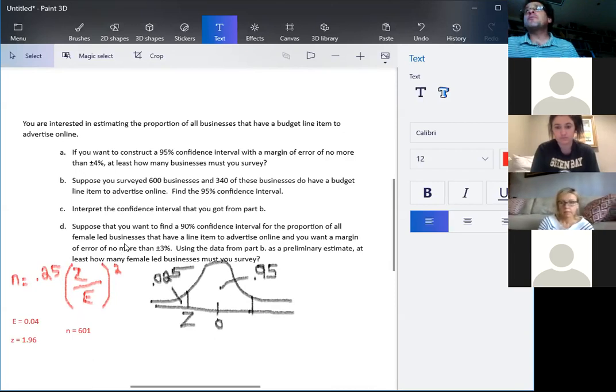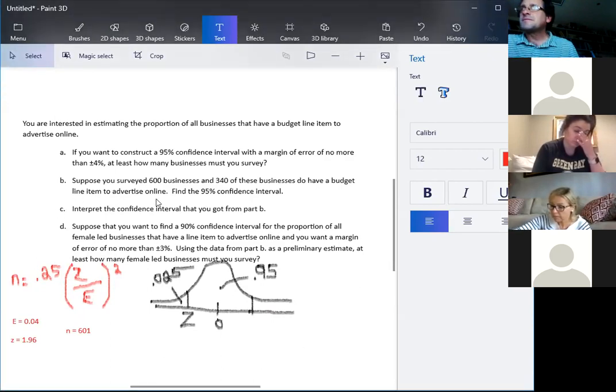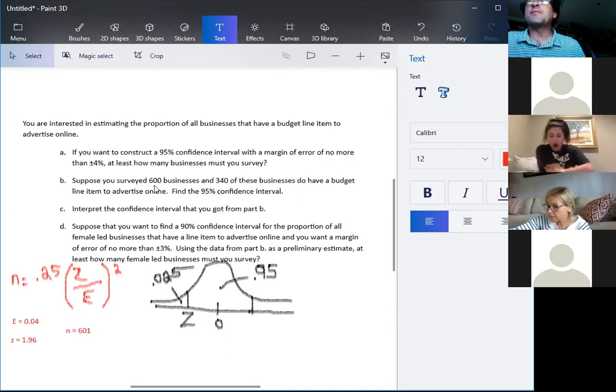Okay, so now we're going to use the data from part B. And I don't know if you noticed in the calculator, but our preliminary estimate is 57%. That was p hat. If you take 340 divided by 600, you get about 57%. Actually, 56.67% is even better. Any questions so far? Okay, now we're going to have a different formula, it turns out.